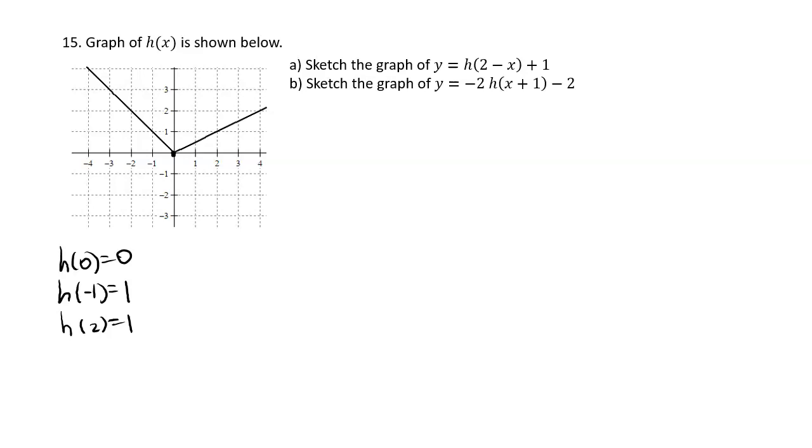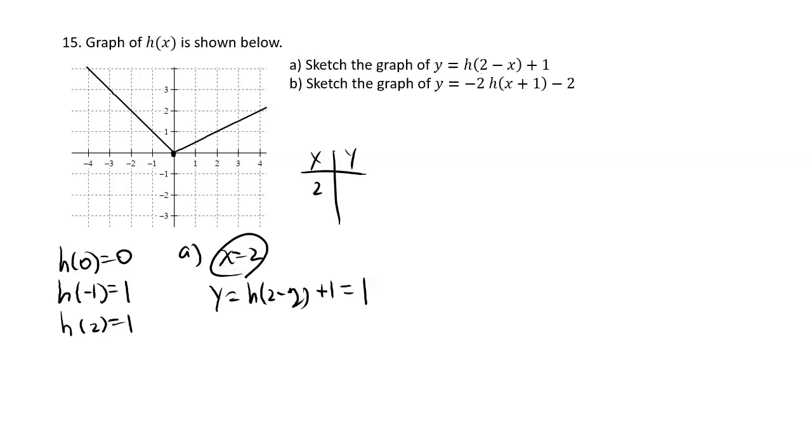and by doing it that way you can kind of figure out what the graph is, but it takes a little bit of thinking. So I'll show you how to do it this way, and if you don't like it, you can use the transformations. Alright, so first think about what I have to plug in here so you get h of 0. So for a, if I set x is 2, then you get y equals h of 2 minus 2, that's h of 0, right? And then plus 1, and h of 0 is 0, so you get positive 1. So you can make a table saying that when x is 2, y is 1.